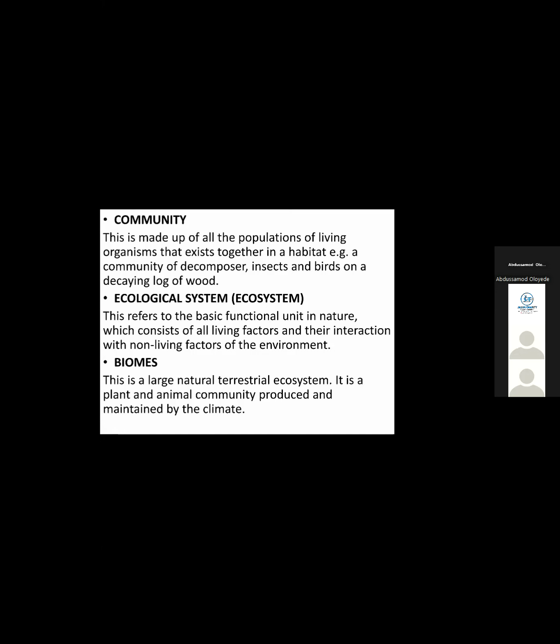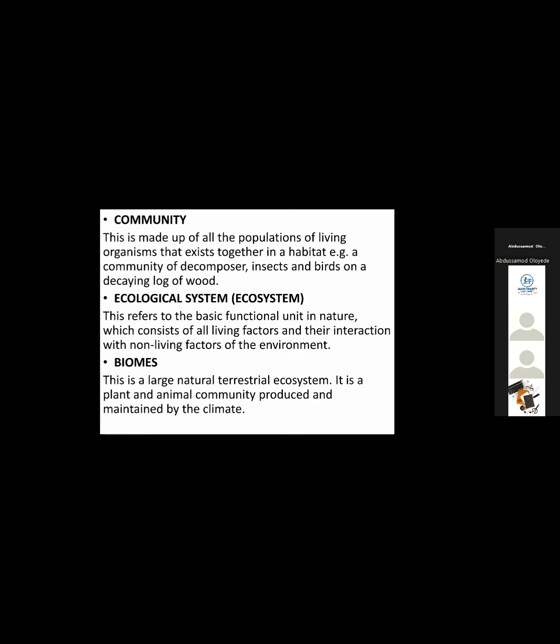The difference here is that ecosystem is the interaction between living things and non-living things, how living things interact with non-living things. For example, living things can't do without non-living things. We breathe in oxygen, and oxygen is a non-living thing. This is what ecosystem refers to.